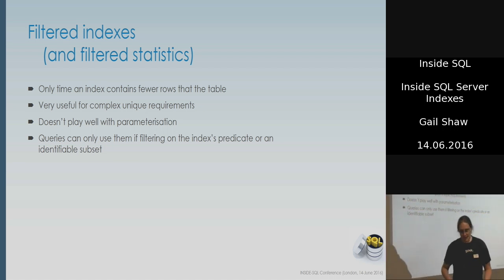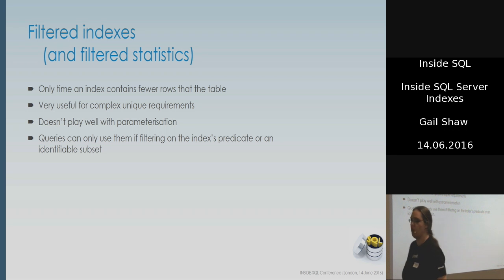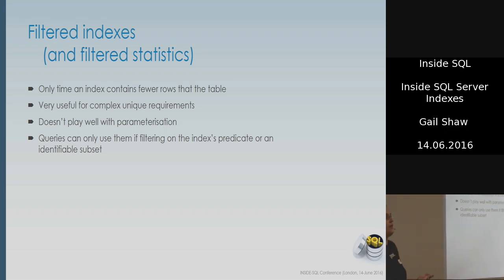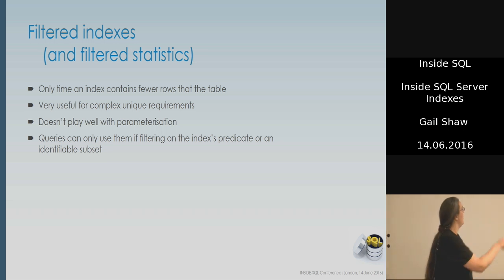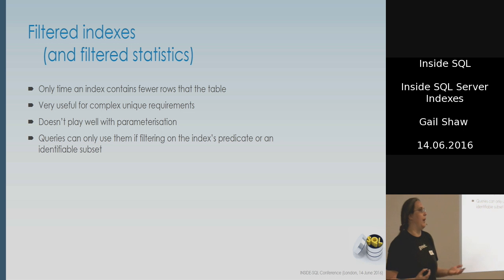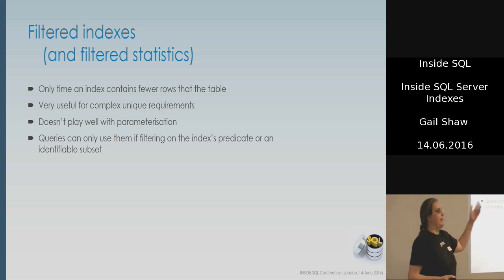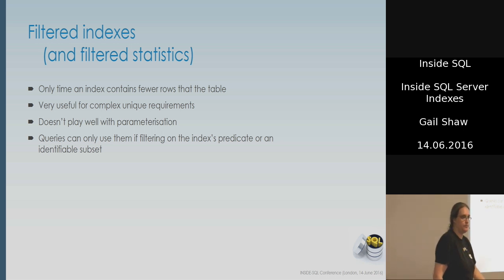I mentioned at the beginning that there is one case and only one case where an index can have fewer rows in it than are in the table it's based on, and that's a filtered index. A filtered index contains a filter predicate: create index, blah, blah, blah, on table, these columns, where condition. It has to be a simple condition. It cannot have ors in it. There's a whole bunch of limitations on it.